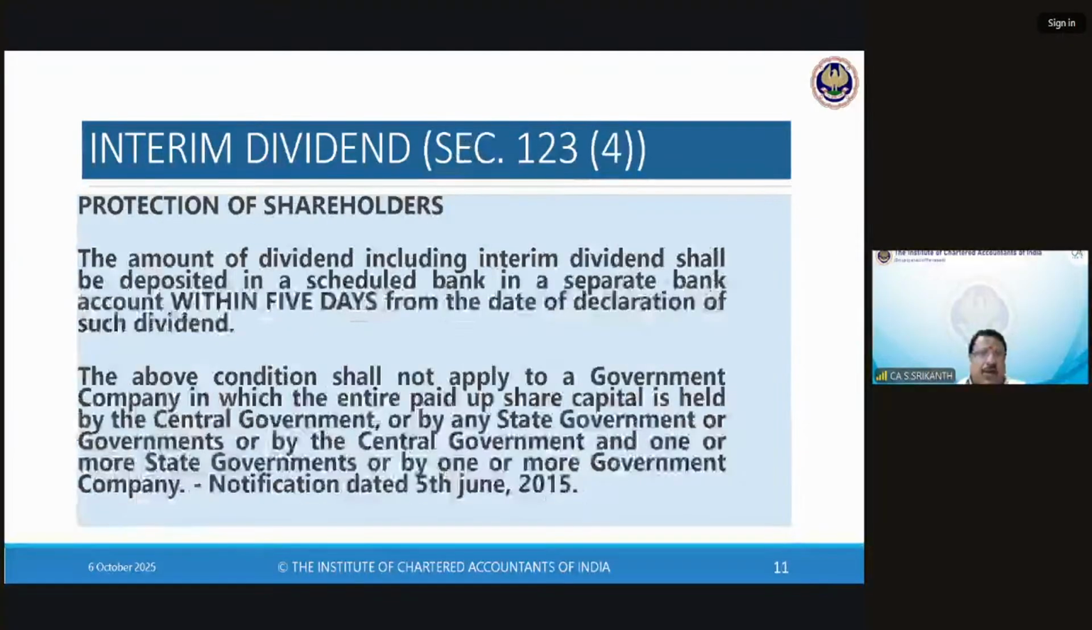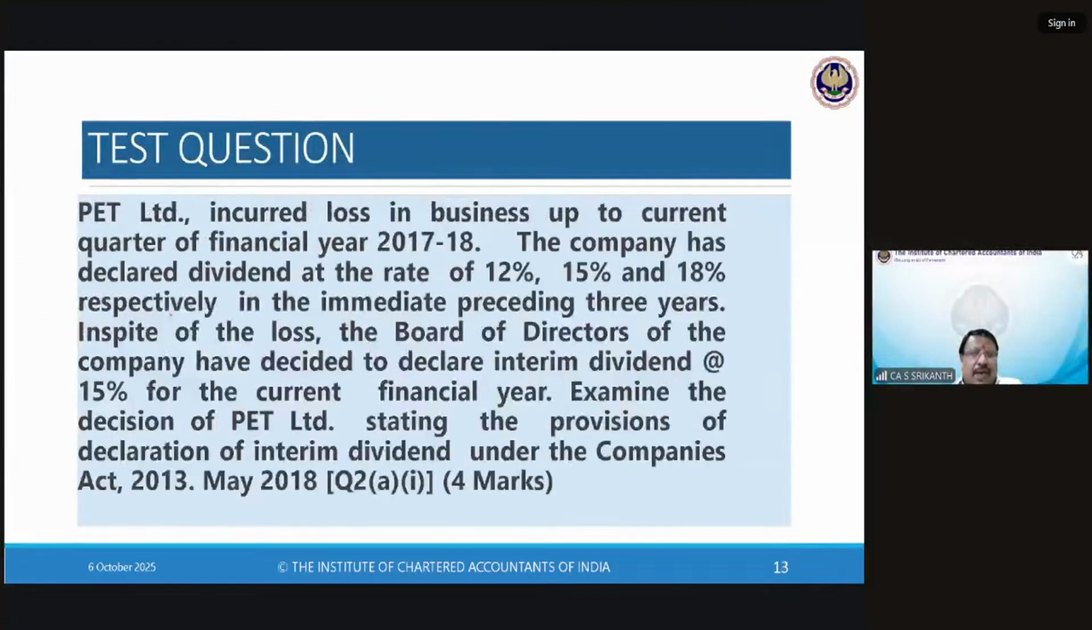So, for example, I'll give you one example. Pet Limited incurred loss in business in the current year of financial year 17-18. If you think it's a very old question, you change the date to 25-26. For you, it will be 25-26 or 24-25, 25-26 mostly. So for the company, you just change the date.